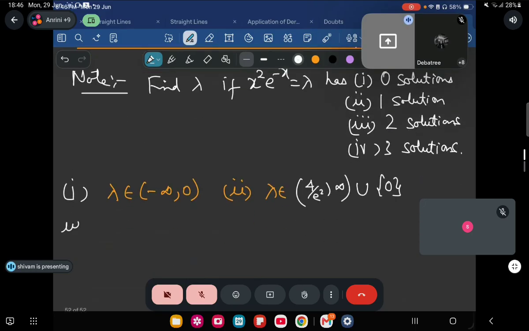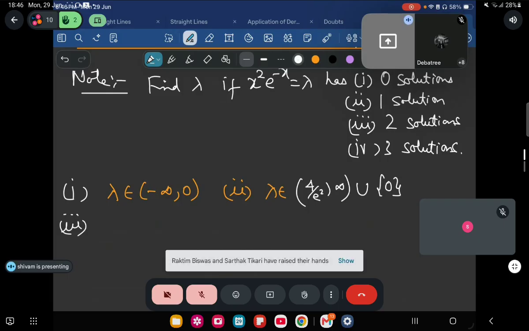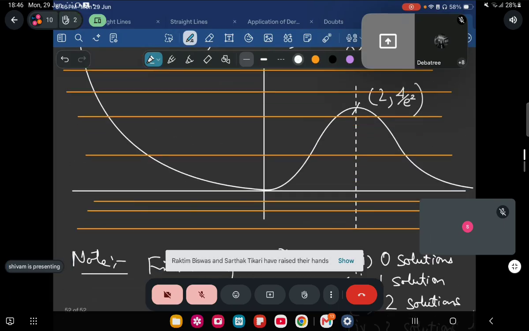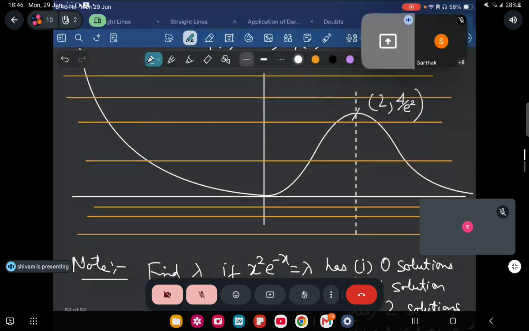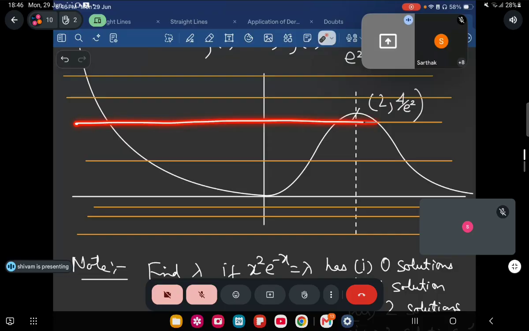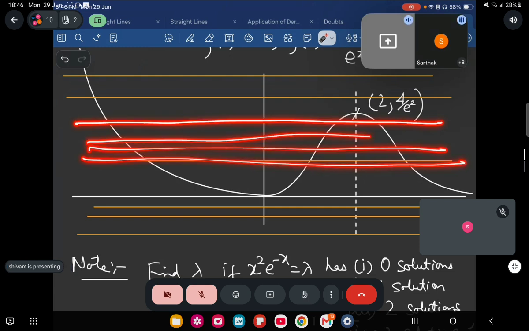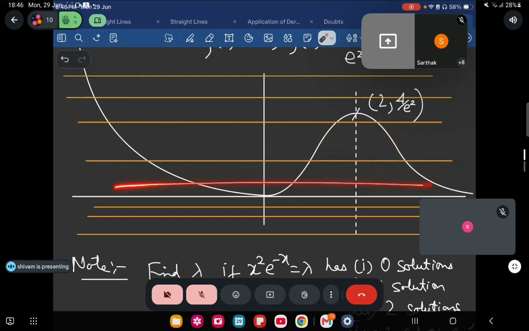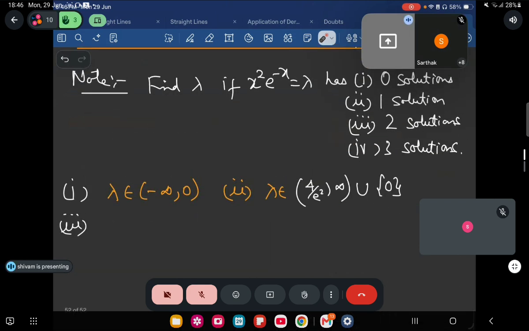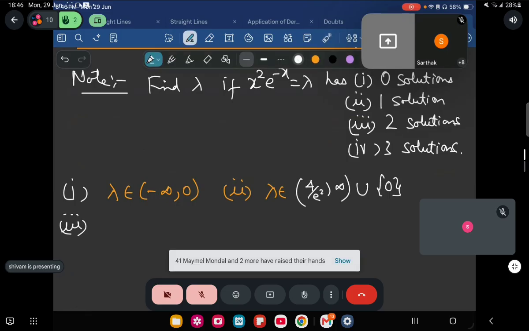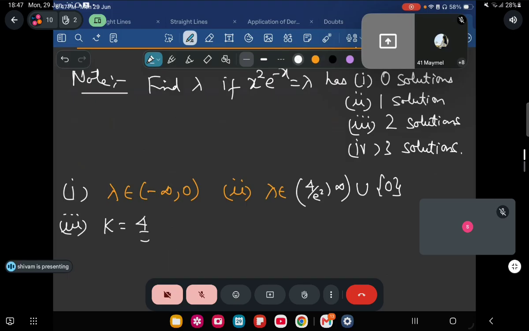Next, number three, two solutions. Raise your hand. For this one, Sarthak, tell me. So 0 to 4 by e square. So you mean to say that these straight lines are intersecting the graph at thrice? Tell me. Equal to what? Sir, 4 by e square. 4 by e square, correct.